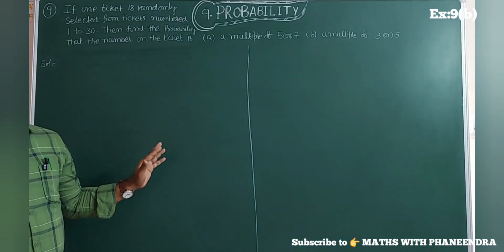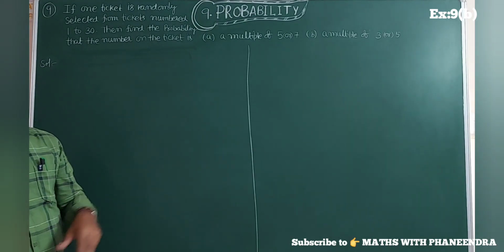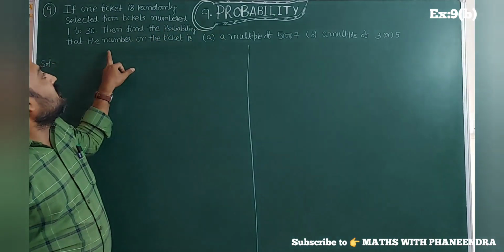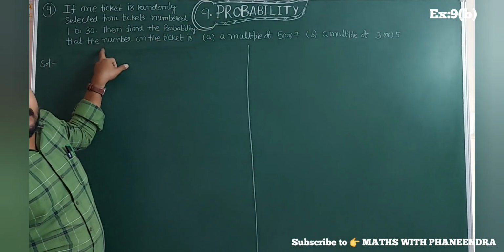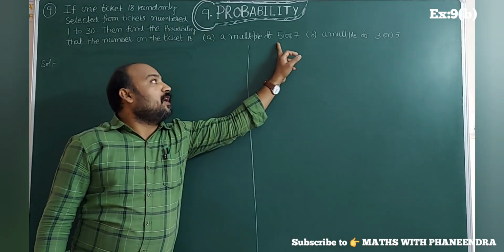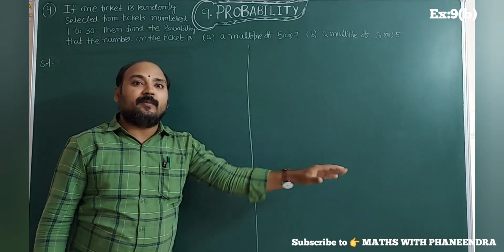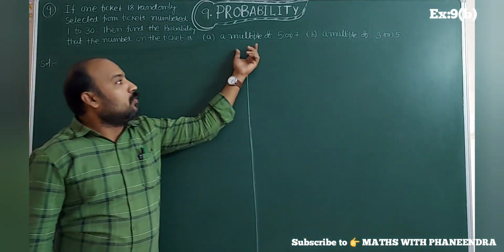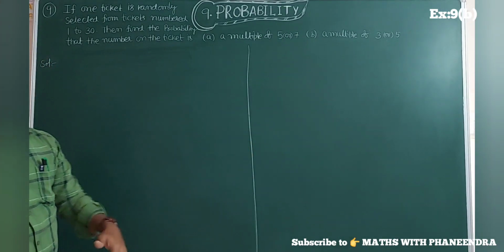So A, B are there. Next, the common numbers which are coming on the ticket from 1 to 30, that you can find. Whenever it is 5 or 7, A or B means P of A union B. The addition theorem of probability we can apply in this question here. Step by step we will discuss.